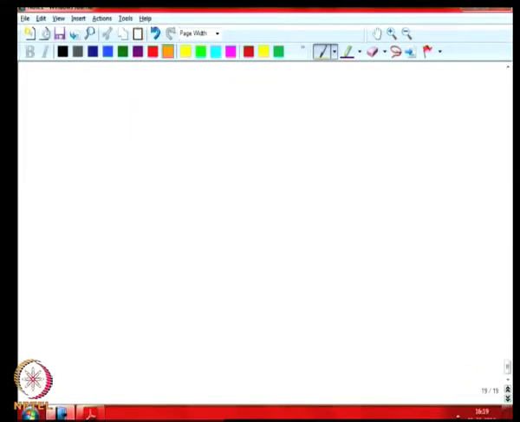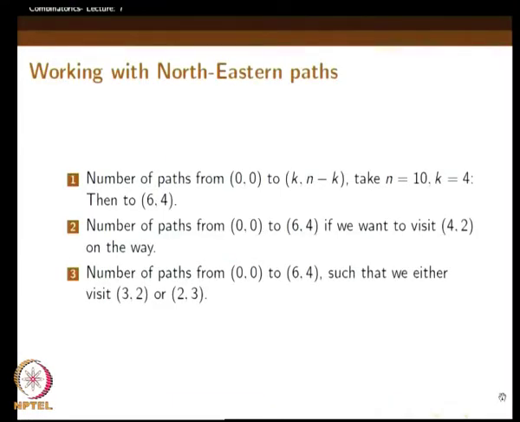Now another question here is number of paths from 0 0 to 6 4 such that we either visit 3 2 or 2 3.